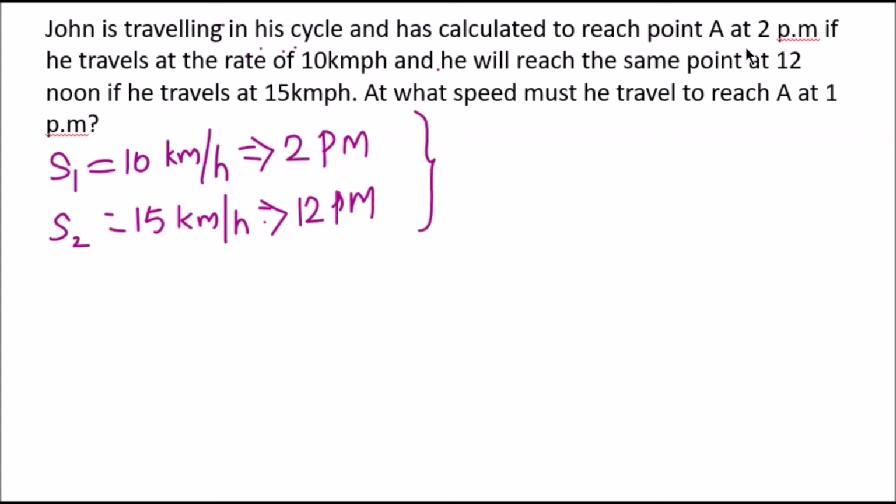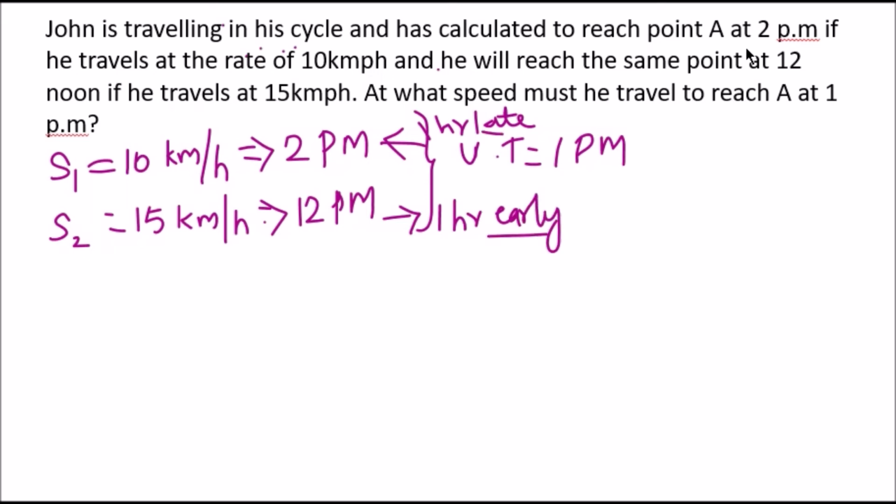Here it's given that the usual time is 1 p.m. So here if you see, 2 p.m. means he is 1 hour late and 12 p.m. means he is 1 hour early. So here also the late and early concept, so we have to add the time. So the time difference between the two speeds is 2 hours. It is not minutes, it is 2 hours.